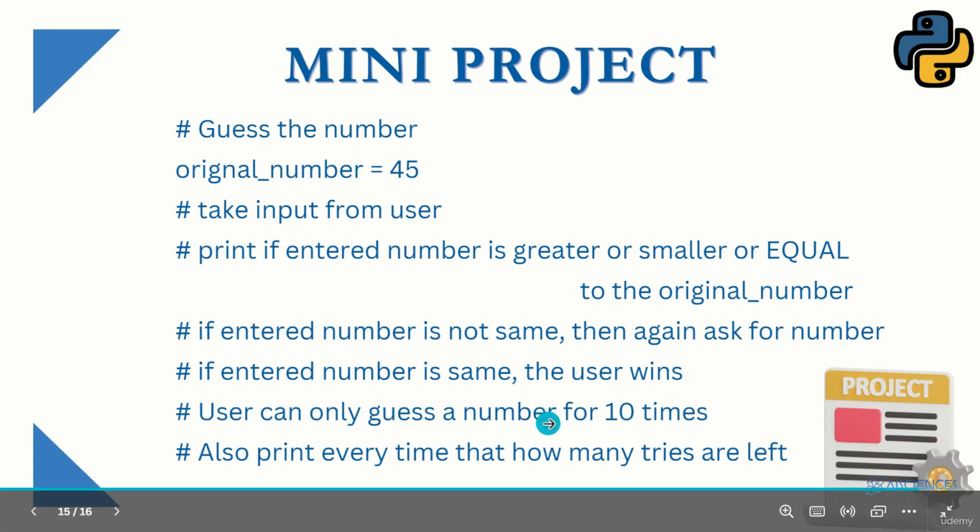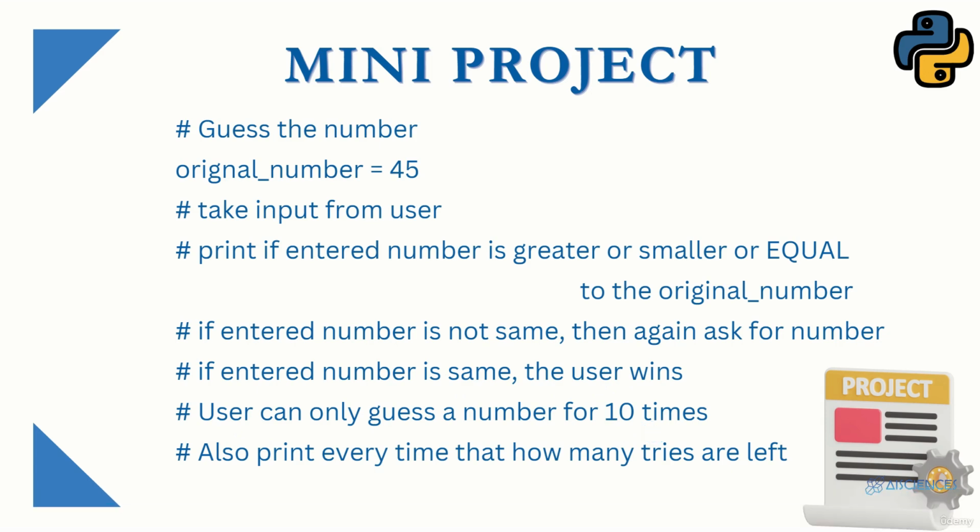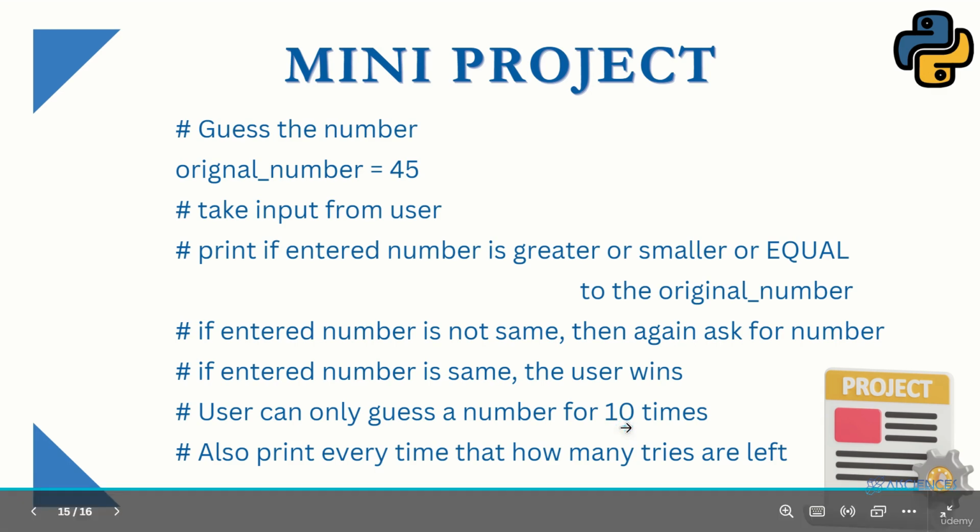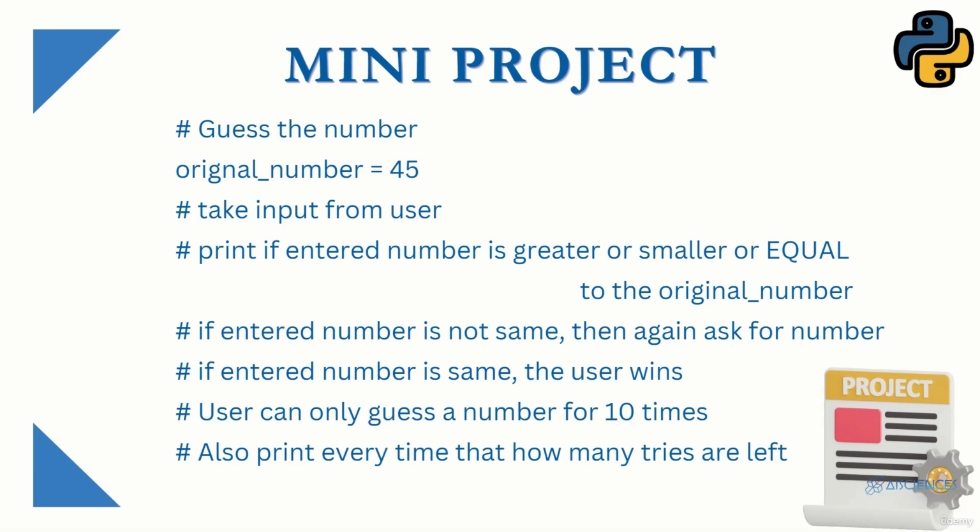The user can guess the number 10 times. Well, you can change it to 10 times or 5 times or whatever. That is up to you. I would suggest that if the range is from 0 to 100, then it should be 10 times. If the range is from 0 to 50, then it should be 5 times, and so on and so forth.